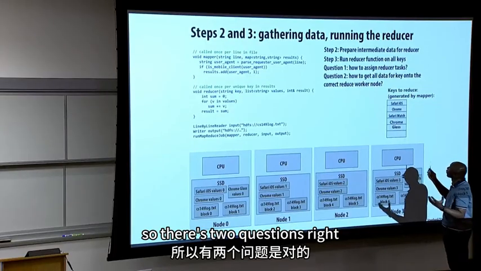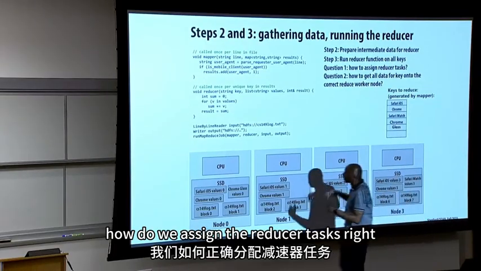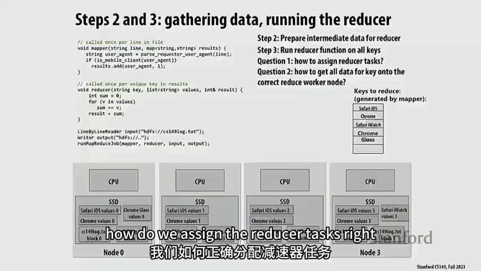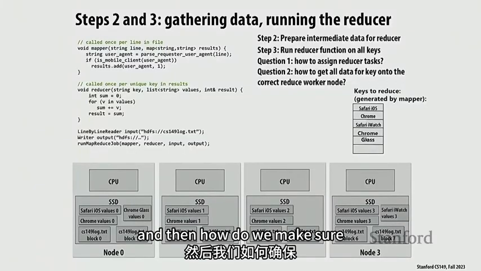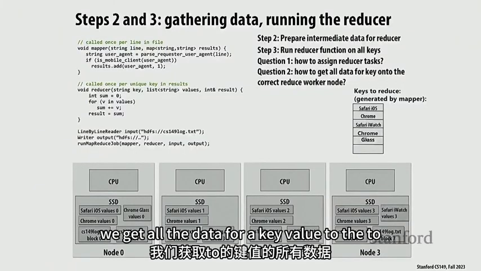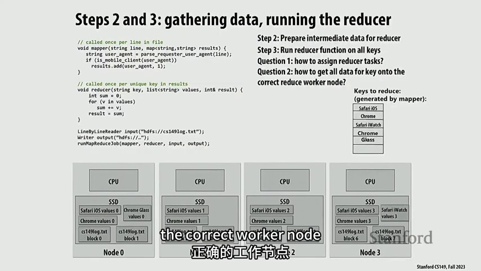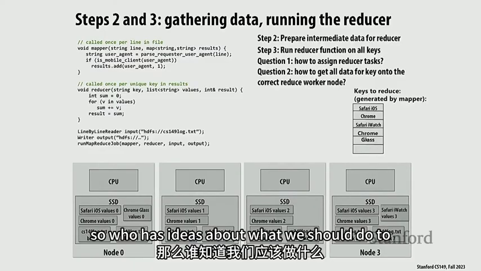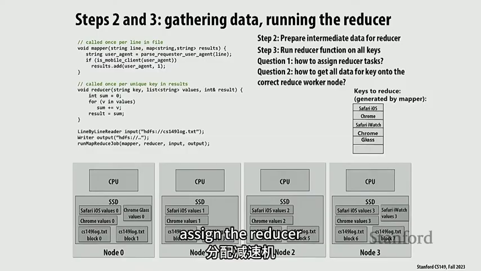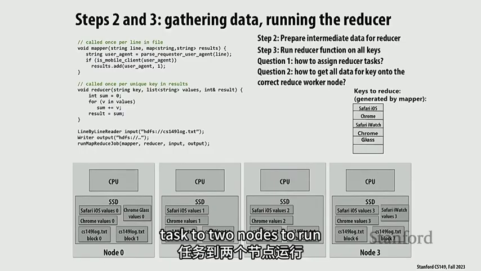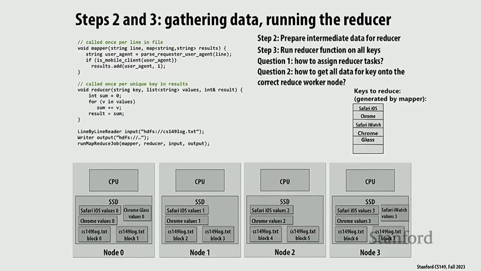So there's two questions, right? How do we assign the reducer tasks? And then how do we make sure we get all the data for a key value to the correct worker node? So who has ideas about what we should do to assign the reducer tasks to nodes to run?